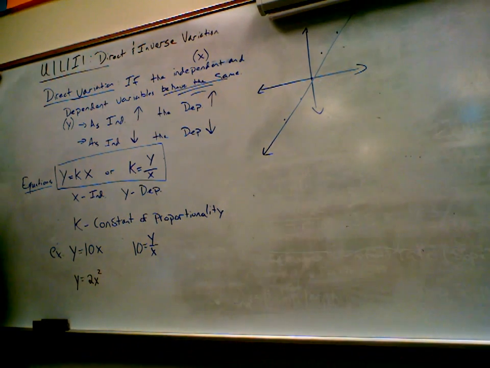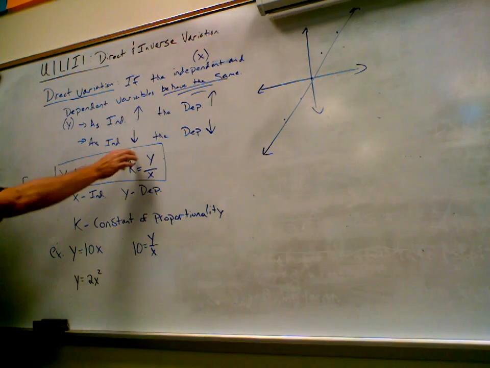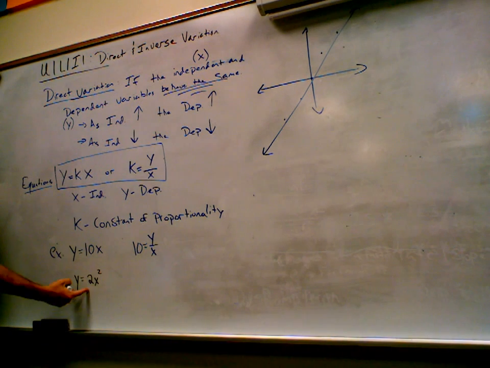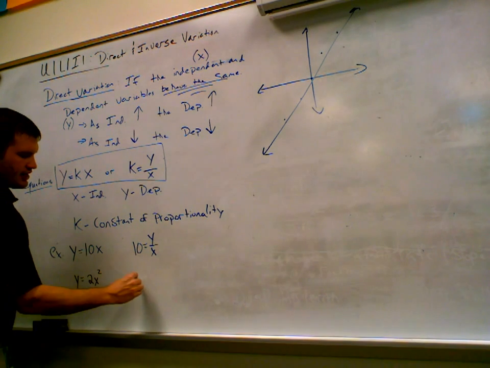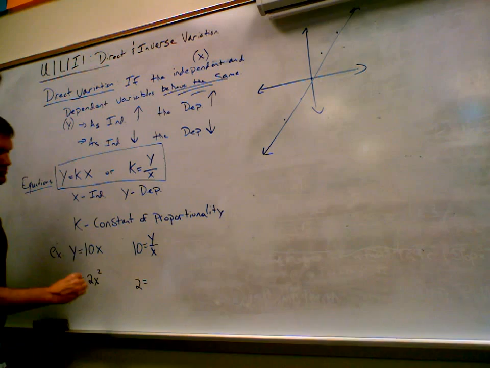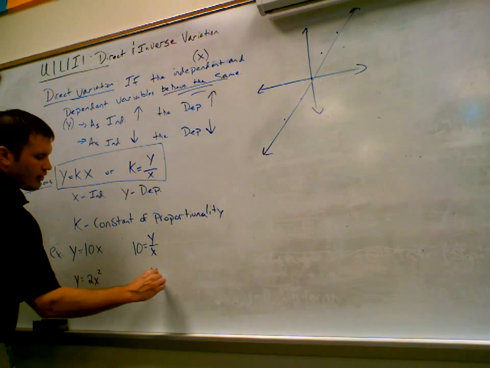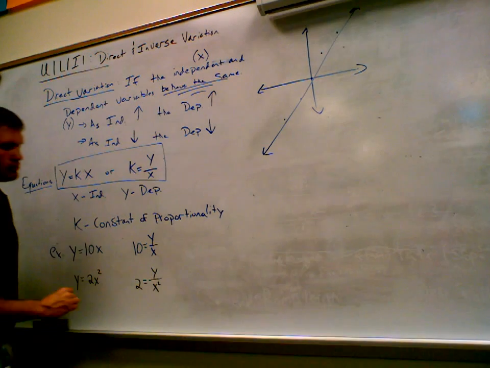How could I rewrite that one? What's my k down here? 2. So we can rewrite it as 2 equals y over x squared.